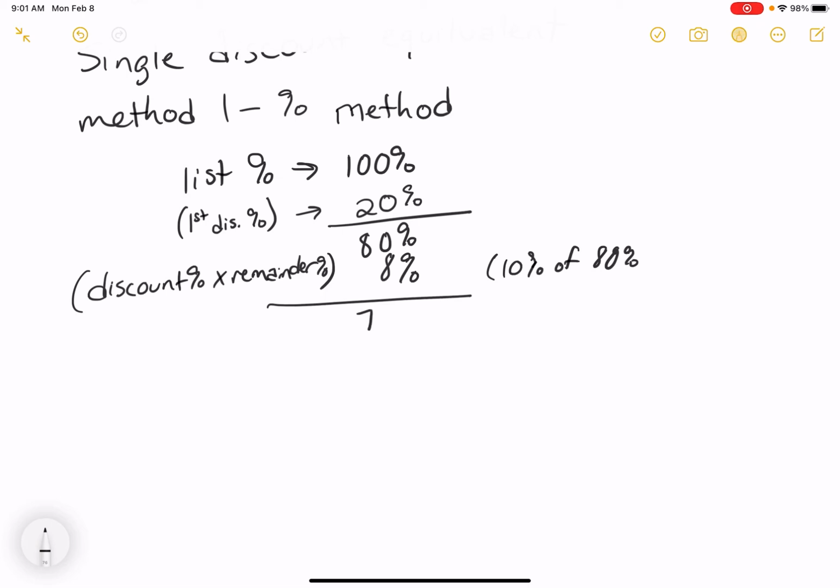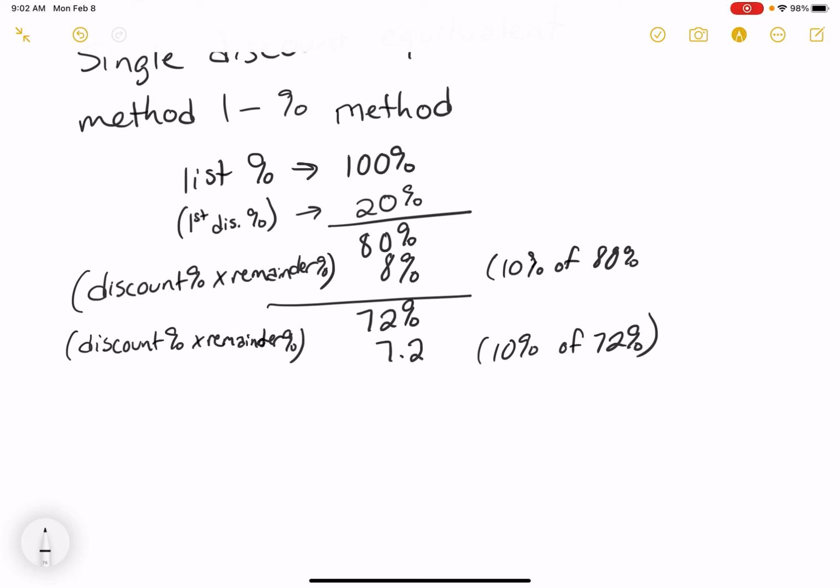72%. 72, yeah. Okay, so then we're going to do again the discount percentage times the remainder percentage. So in this case, it would be 10% of 72%. And what is that? 7.2. Okay, we're subtracting that. So what are we left with? 64.8%. Okay.